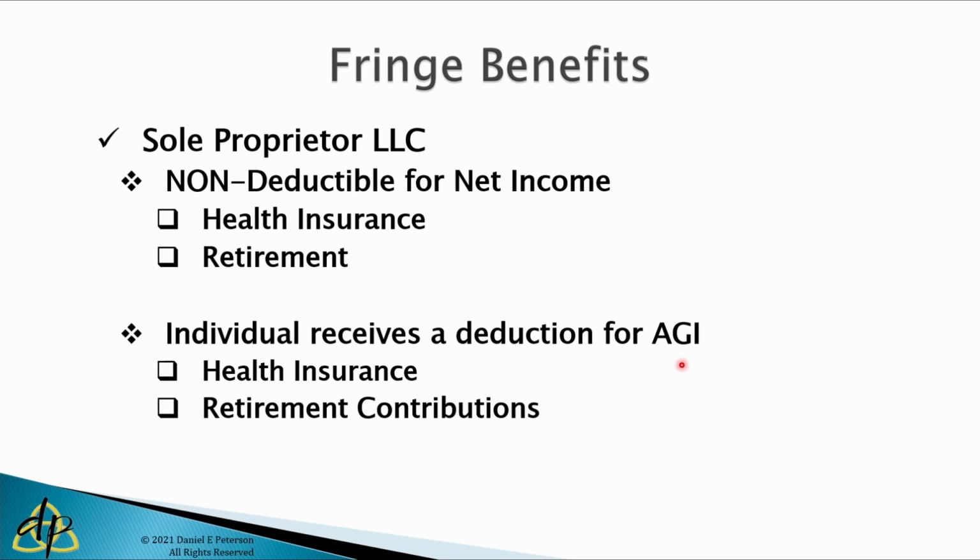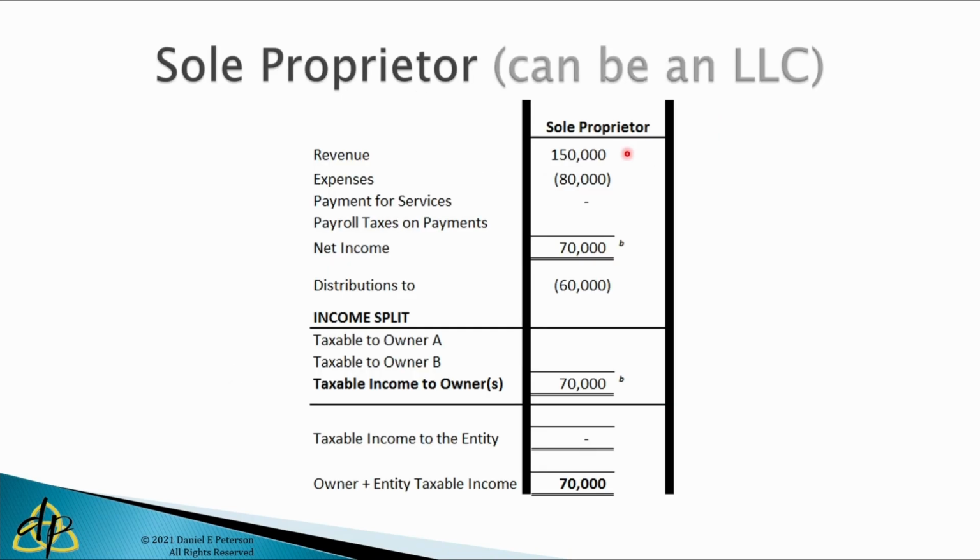So if you're in the 22% tax bracket at a federal income tax level, the health insurance premiums that you pay, the contributions that you pay, will save you 22% in tax. That's the simple math. So let's look at an example for our sole proprietors.